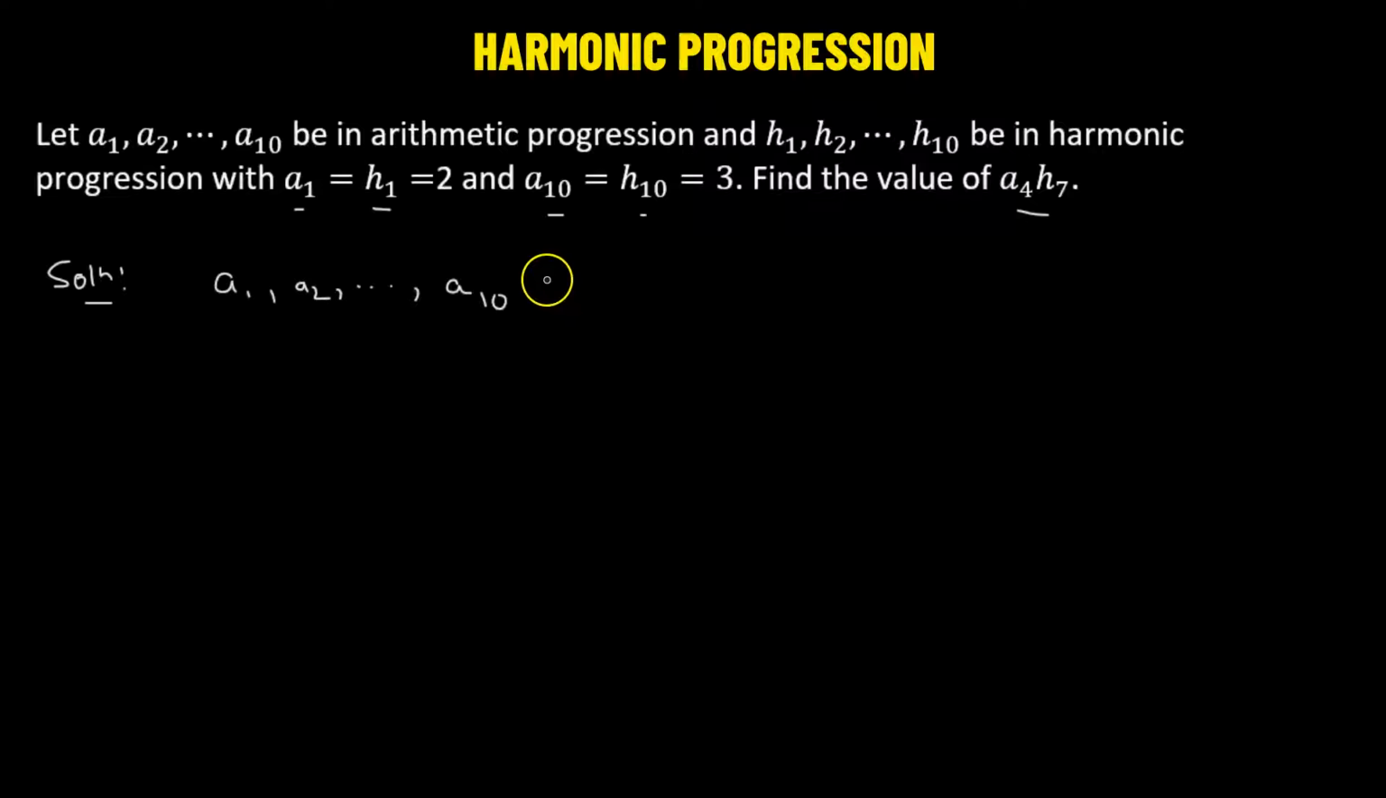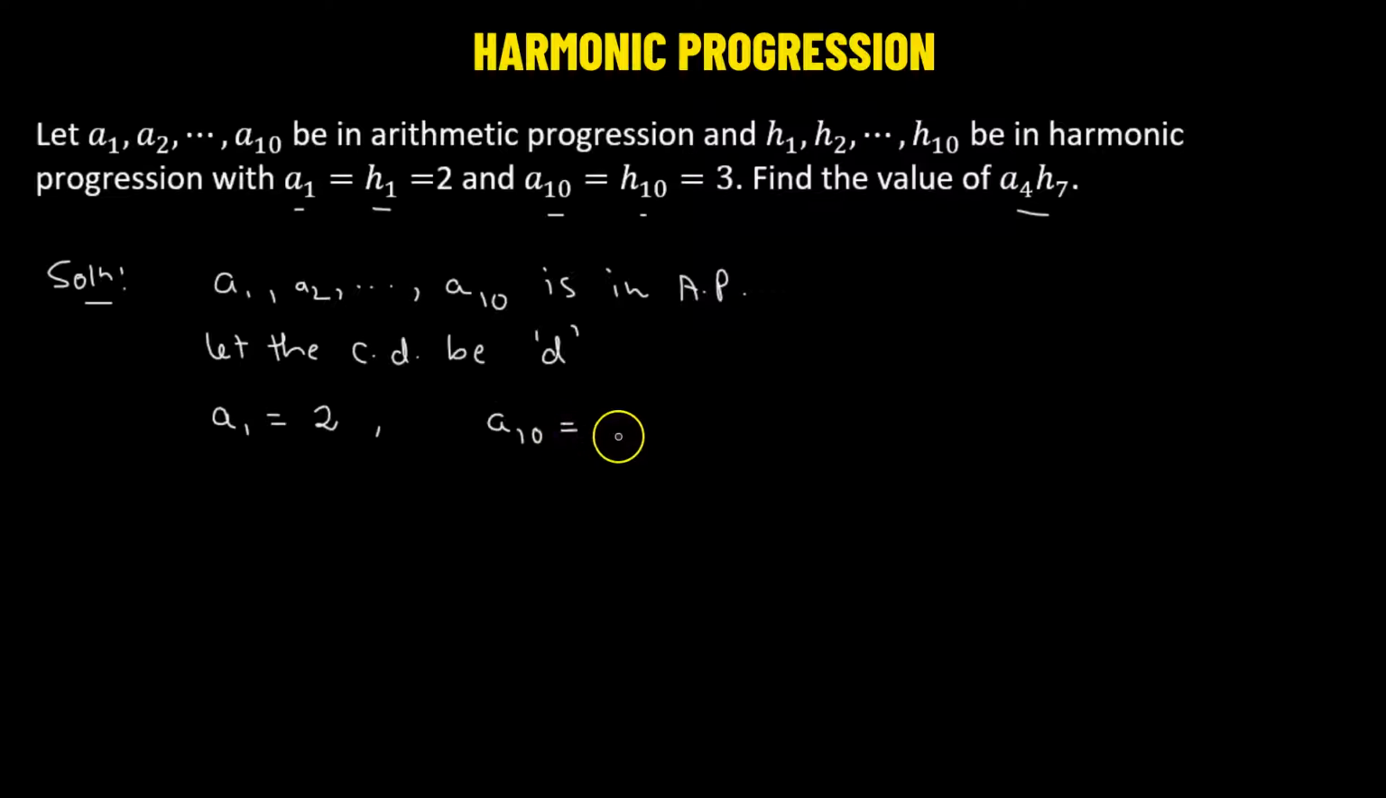So this is an arithmetic progression. So here we are going to suppose the common difference. Let the common difference be denoted by the letter d in lowercase. Then we have A1, which is given as 2. We can find out the 10th term. The 10th term will be simply A plus 10 minus 1 times the common difference d.